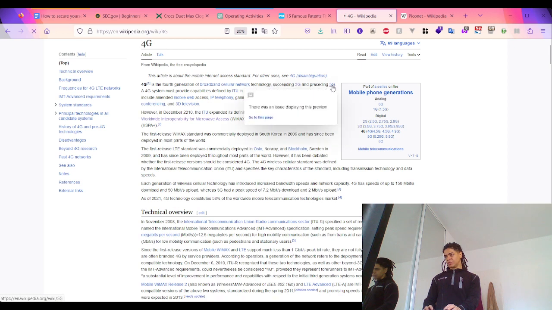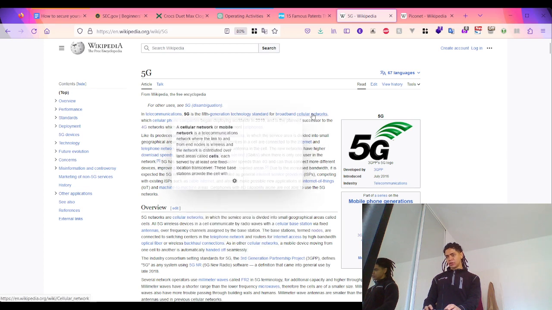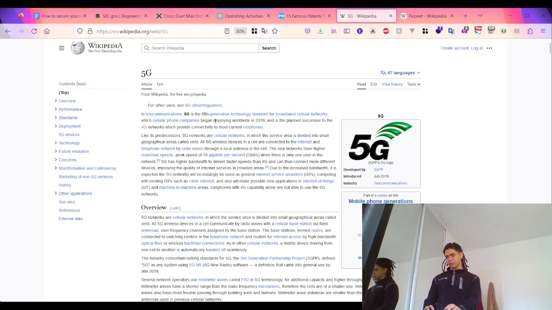And now we've got the 5G. It's the fifth generation standard for broadband cellular networks, which cellular phone companies began deploying worldwide in 2019, and it is the planned successor of 4G, which provides connectivity to most current cell phones. Like its predecessors, 5G networks are cellular networks in which the service area is divided into small geographical areas called cells.